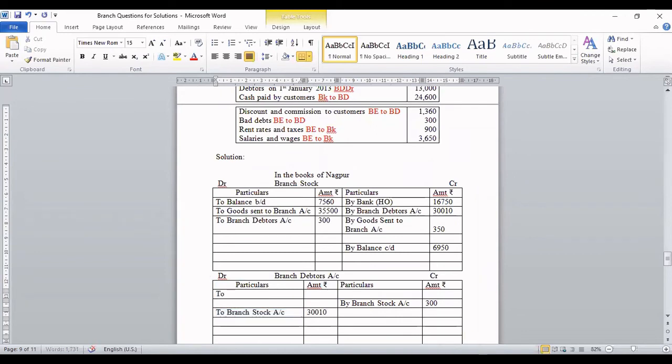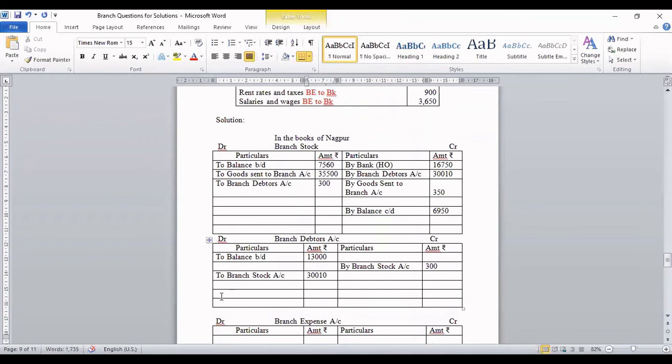Here we'll write to balance brought down. Amount 13,000. Is this clear, everyone? Yes or no? Yes, sir.